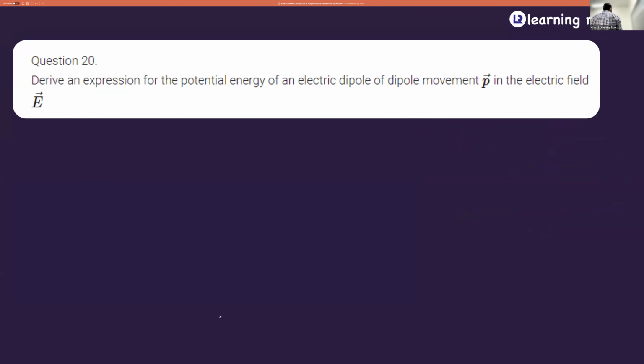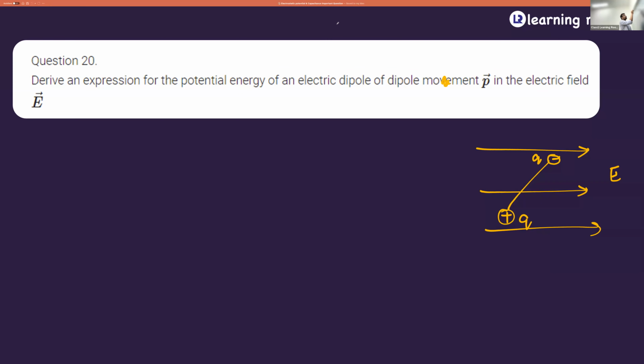Okay. Next. This is also an important one. Derive an expression for the potential energy of an electric dipole of dipole moment. It's not movement, it is moment. Dipole moment P vector in the electric field E vector. So you will have uniform electric field like this, in which there is a dipole placed. So this will be Q and this will be Q, right? This is the direction of electric field. Now you need to take the torque into consideration, then the work done into consideration, and derive the electrostatic potential energy. What will be the final expression?